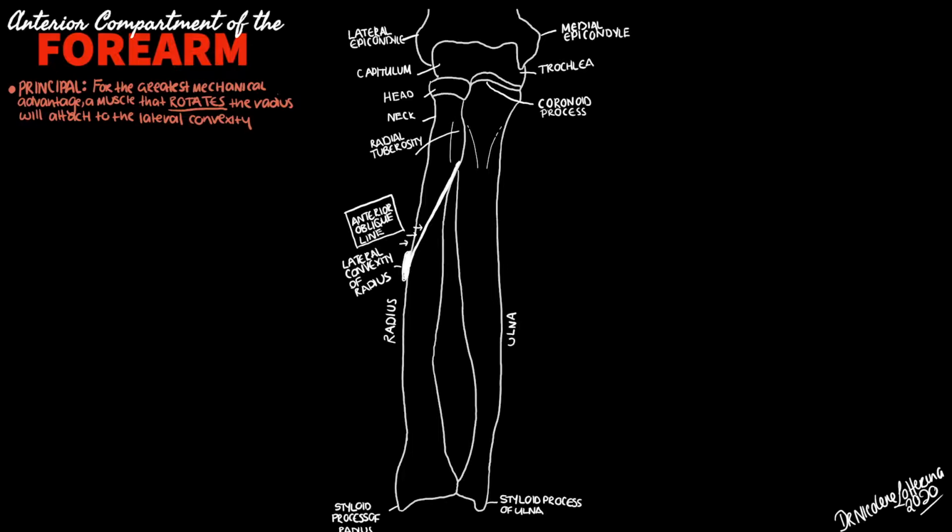Before we dive into the muscle layers and their components, it's important for us to revisit the interosseous membrane, which is a thin fibrous sheet that connects the medial and lateral borders of the radius and the ulna respectively.